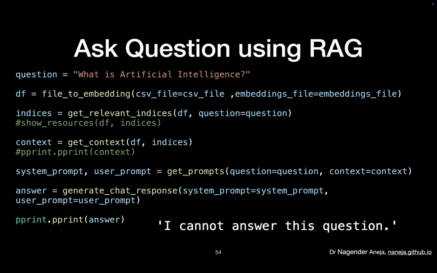Now I'm asking another question. What is artificial intelligence? This is all a healthcare data set, and we know that what is artificial intelligence is not in that data set, and we're just checking what the answer is. But the steps are the same: we have the question, we get the embedding file, we get the relevant indices, we get the context, the 3 top matching answers, and then it gets the prompts for this question and context, generates the chat response, and it says I can't answer this question. And that's what we expected, that anything outside this domain should not be answered. It should say I can't answer this question. Anything within the domain should be answered. So this is what retrieval augmented generation is.